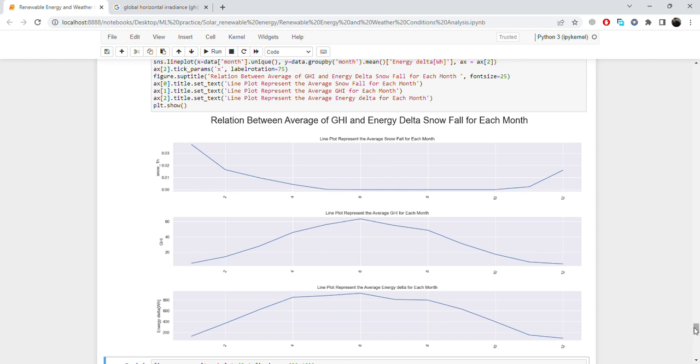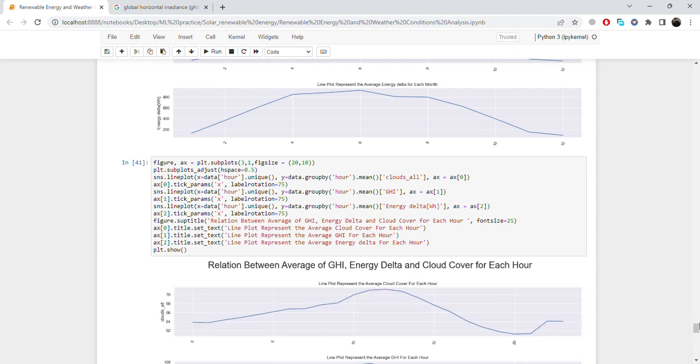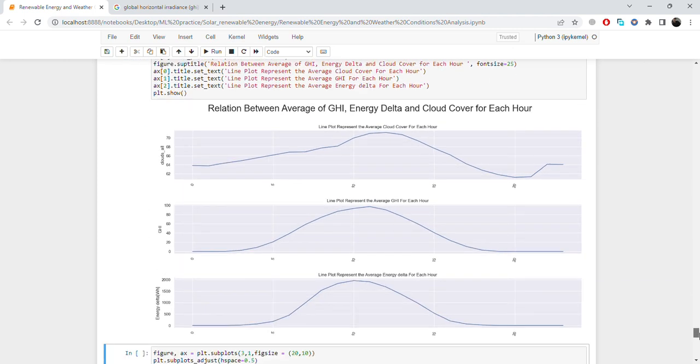Is snow the only effect on solar energy production? No, we have clouds. If there is a black cloud or clouds in the sky, then solar energy production will be affected. We'll see the same thing here: the hourly cloud data with the GHI and the energy delta. It is the same. Here we go. You will see the same condition here, as you know in the hourly graph, the cloud is there, like the snow was in the first part. We will go for the second part, the monthly graph.